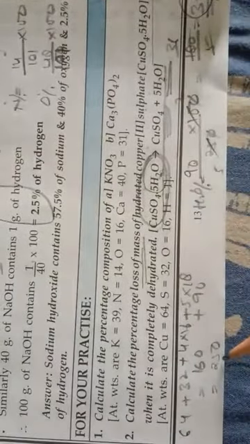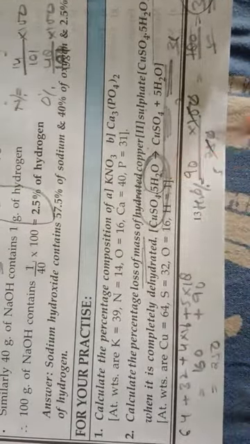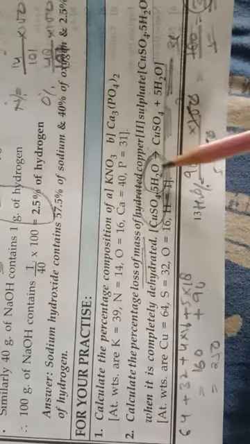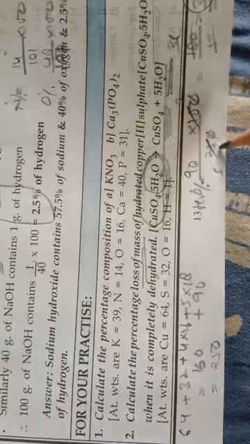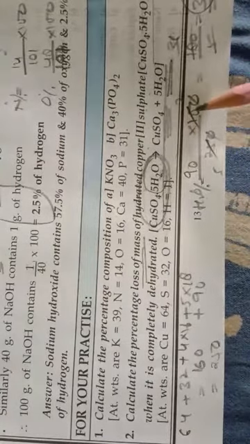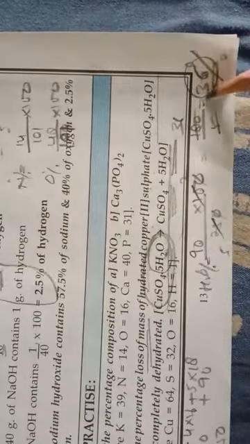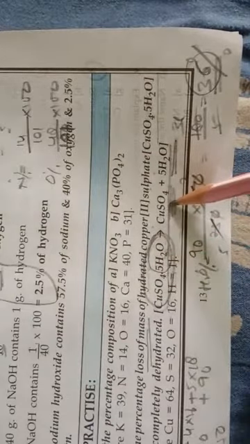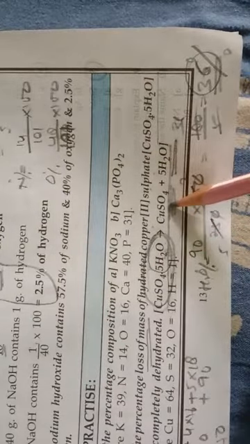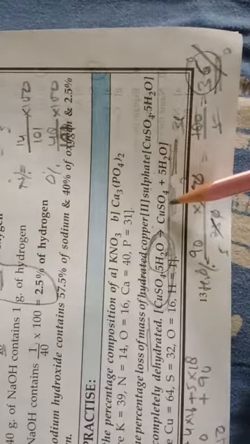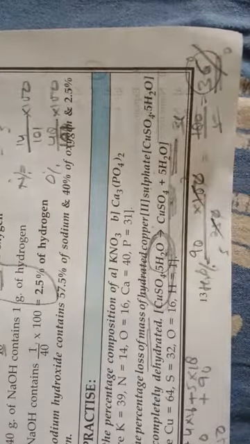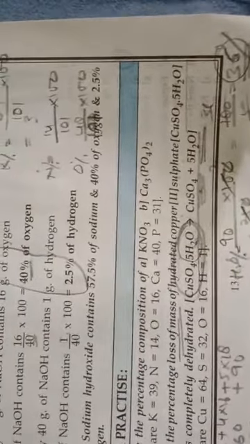Okay children, so in this way you can calculate. First you have to find out the molecular mass of copper sulfate pentahydrate, then calculate the percentage composition of water: mass of the water divided by molecular mass of copper sulfate pentahydrate into 100. So it will come to 36%. Okay, so this percentage loss will be seen when this copper sulfate pentahydrate is dehydrated completely. Okay, dehydrated, not dehydrolyzed. Okay children, so in this way you can calculate. Thank you.